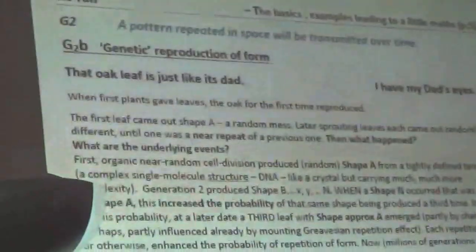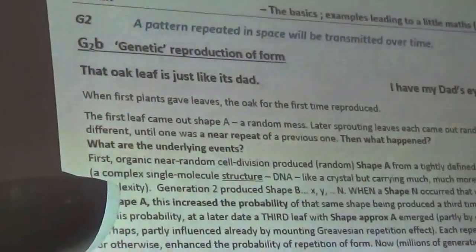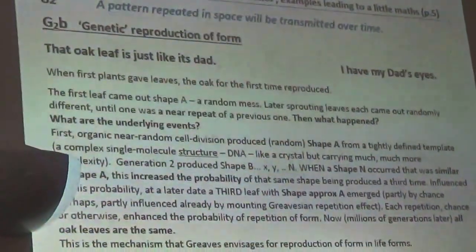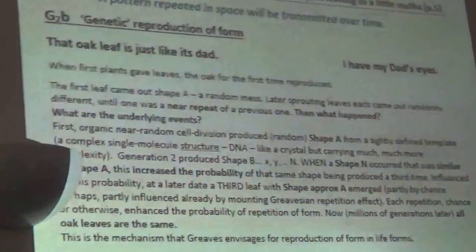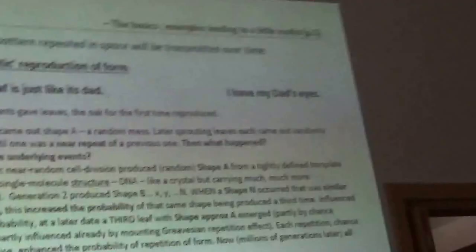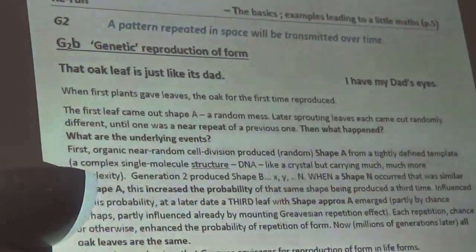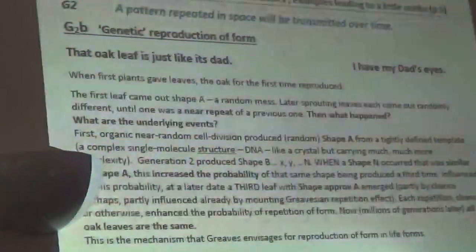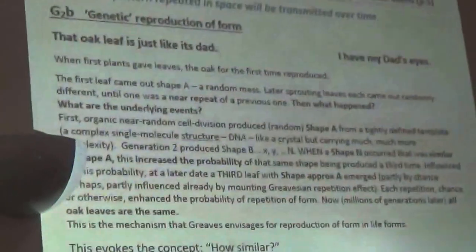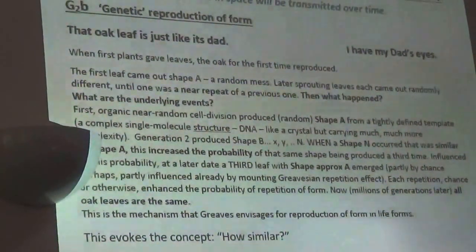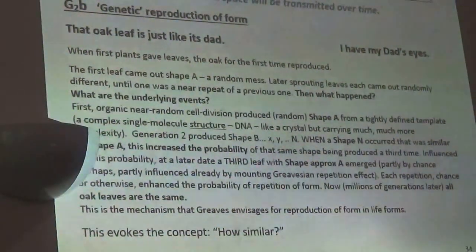I've got six pages to go. This is looking now at genetic reproduction, in which the oak leaf is just like its dad, and I have my dad's eyes. When first plants gave leaves, the oak for the first time reproduced. The first leaf that came out was shape A, a random mess. Later, sprouting leaves each came out randomly different until one was a near repeat of a previous one. Well, what was going on?